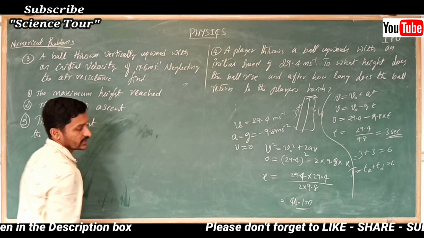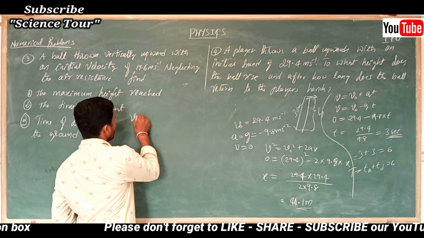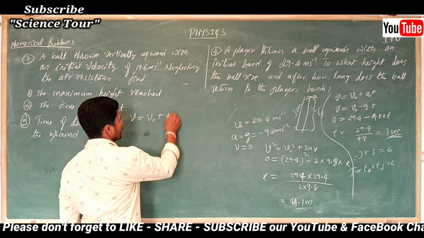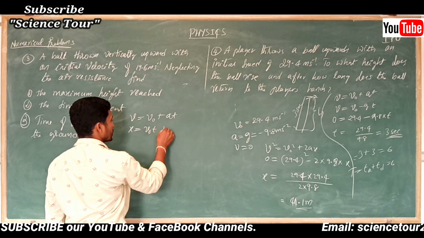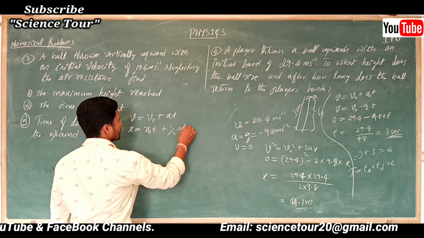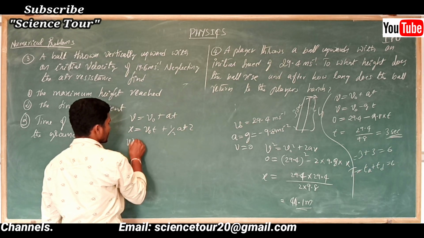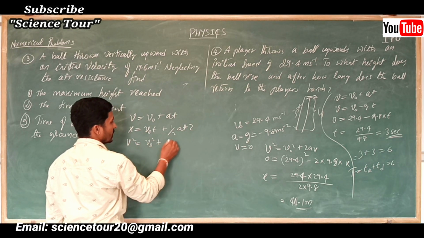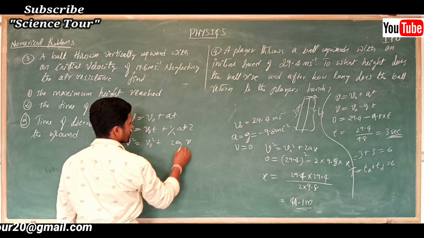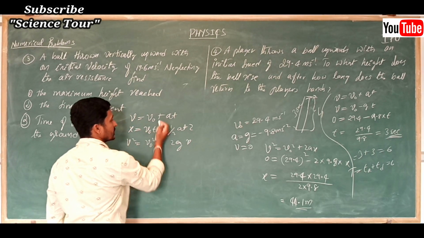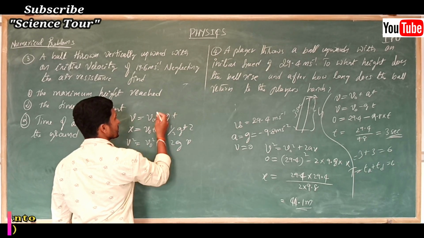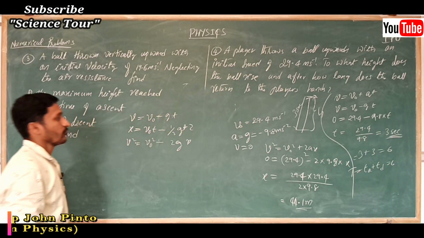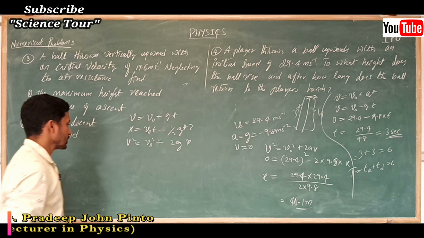That is V is equal to V naught plus AT, X is equal to V naught T plus half AT square, then V square is equal to V naught square plus 2AX. This is g and this is minus, for upward and downward motion.